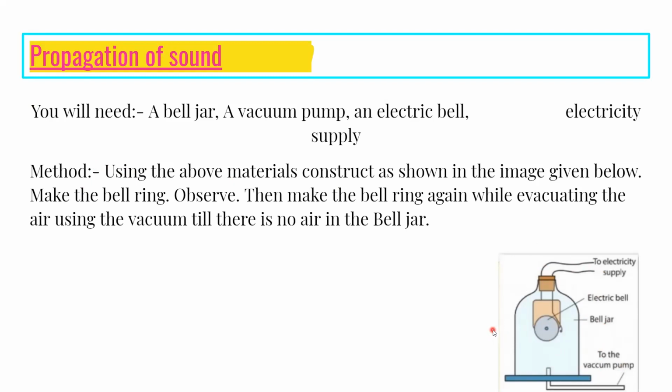Then we have to make the bell ring again, and this time we should evacuate the air inside the bell jar using this vacuum pump. We have to ring the bell while evacuating the air using the vacuum pump till there is no air in the bell jar.